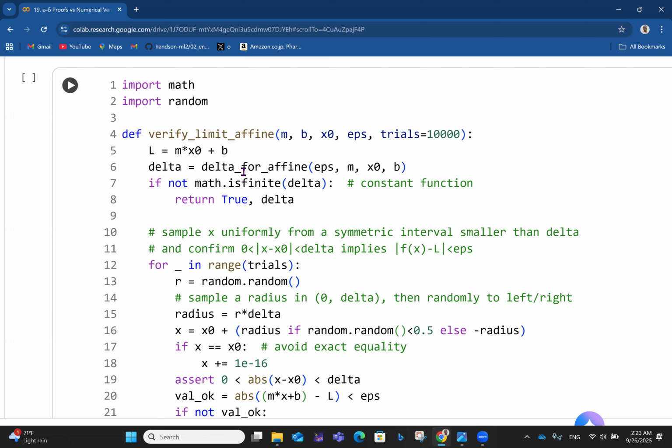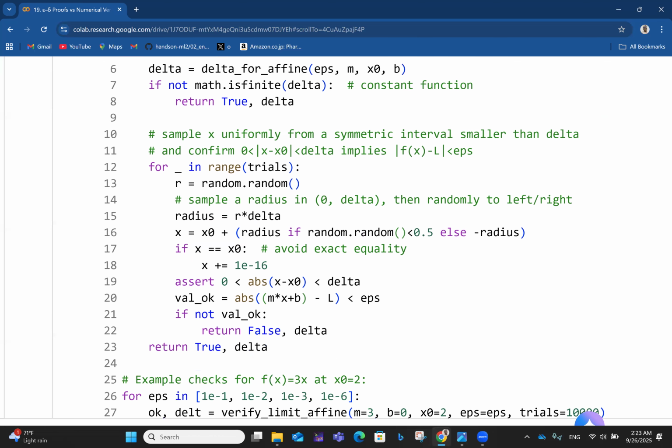So delta is delta for affine, the delta we did before, so you take epsilon, m, x naught, and b. If not math.isfinite(delta), it's a constant function, return True and delta. Then we sample x uniformly from a symmetric interval smaller than delta and confirm that 0 less than the absolute value of x minus x naught less than delta implies the absolute value of f of x minus L less than epsilon.